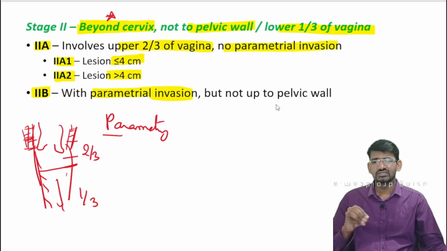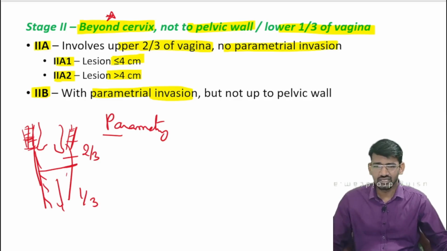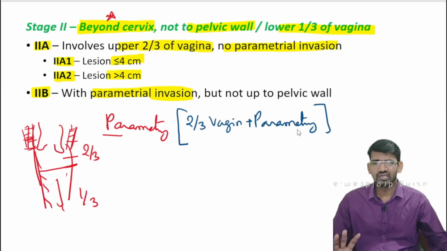So just remember, in stage 2, the tumor has extended beyond the cervix, involving the parametrium and the upper two thirds of the vagina. In concise terms, what we can remember is that it involves the upper two thirds of the vagina plus the parametrium.